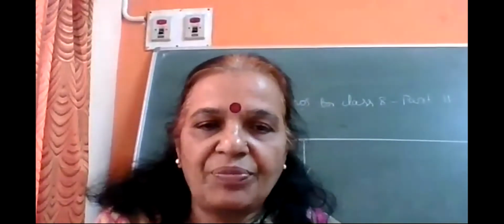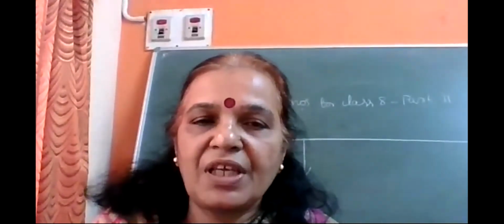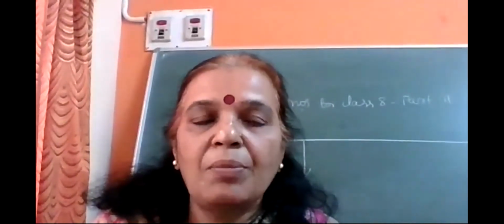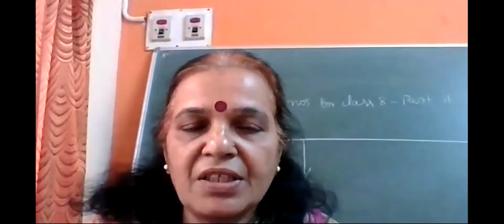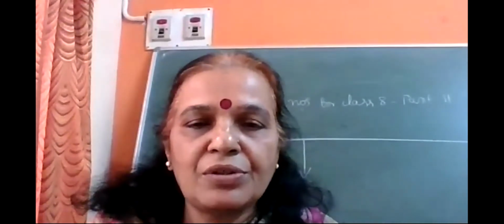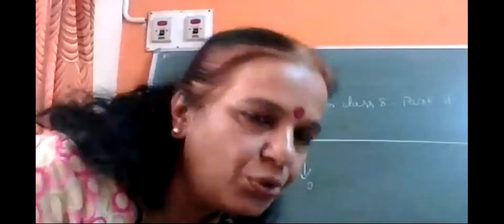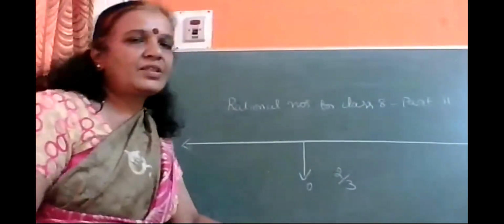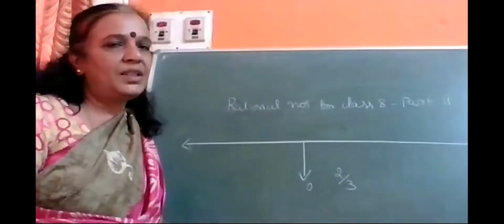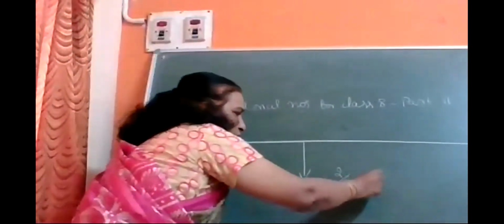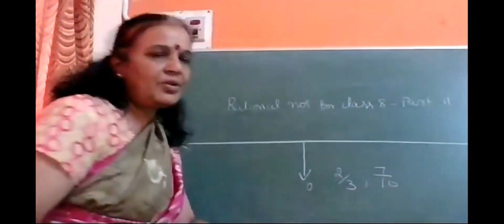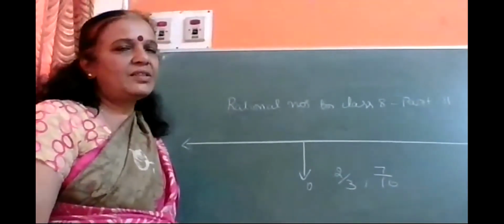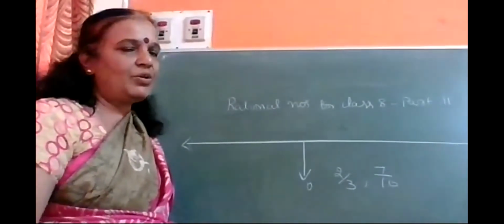You know already a rational number is one which can be written in the form of p by q, where p and q are integers and q is not equal to 0. Now, 2 by 3 is a rational number because it has got a numerator and denominator. And 7 by 10 is a rational number because it has got a numerator and denominator. It is there in the form of p by q.